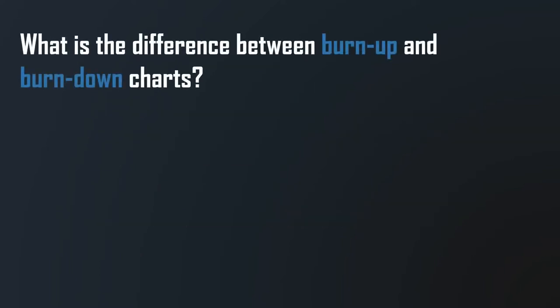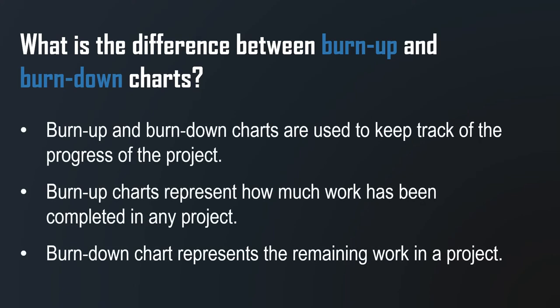The next question that will be asked is, what is the difference between burn up and burn down chart? This is to see if you have an understanding of these terminologies and do you understand the importance of these metrics. Burn up and burn down charts are used to keep track of the progress of the project. Burn up chart represents how much work has been completed in any project. Burn down chart represents remaining work in a project, right?